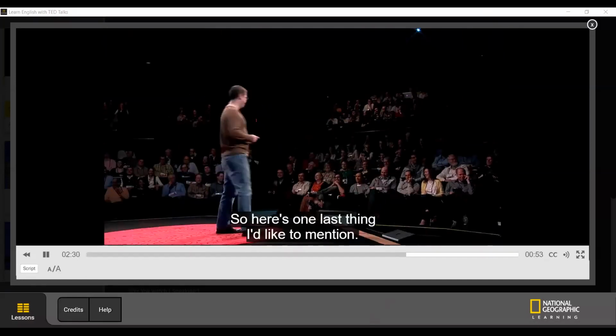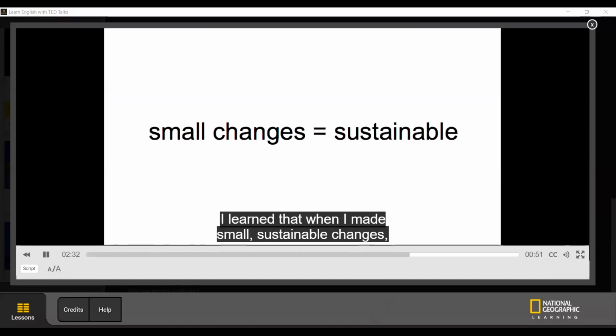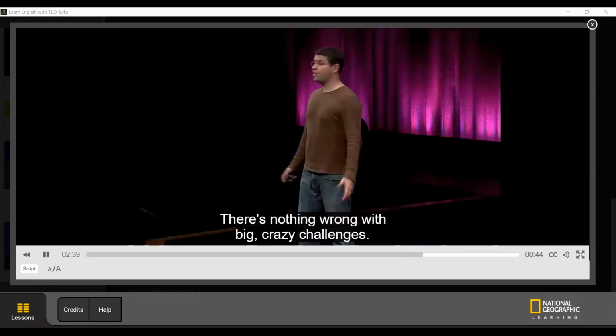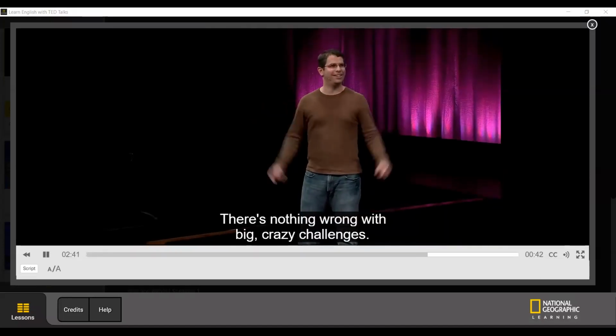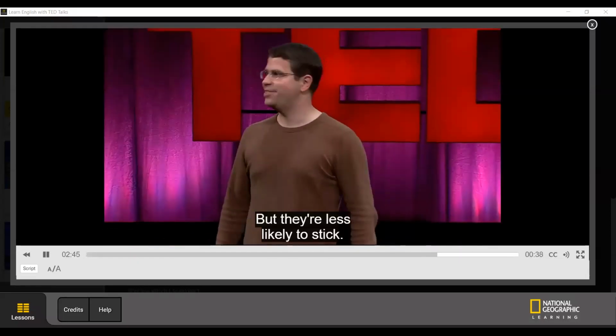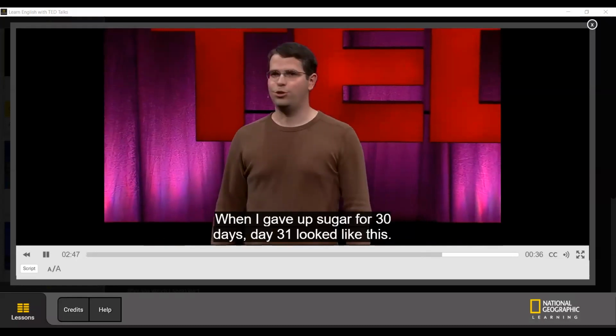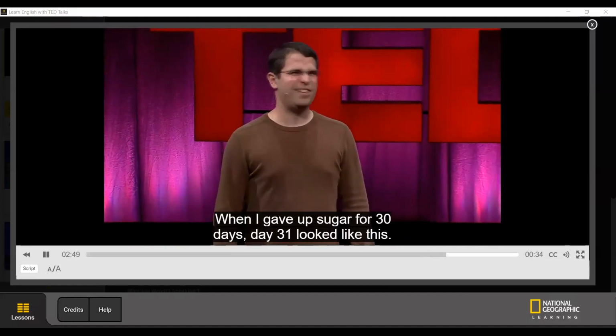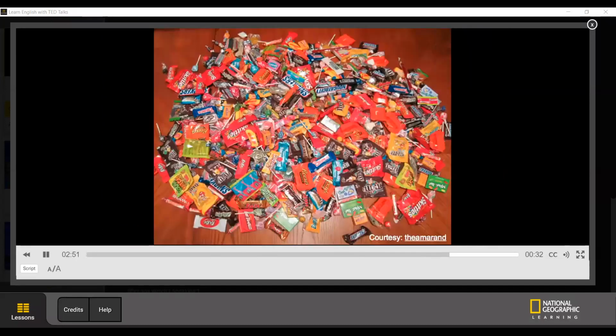So here's one last thing I'd like to mention. I learned that when I made small, sustainable changes, things I could keep doing, they were more likely to stick. There's nothing wrong with big, crazy challenges. In fact, they're a ton of fun, but they're less likely to stick. When I gave up sugar for 30 days, day 31 looked like this.